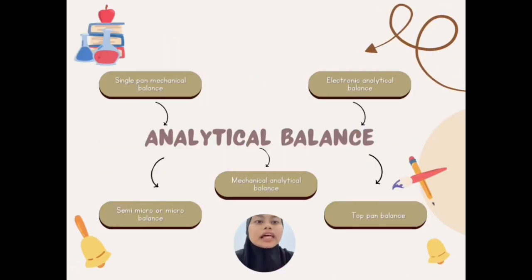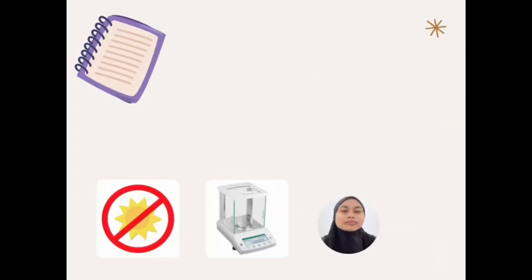Next, I would like to explain about the analytical balance. There are 5 types of analytical balance. The first one is single mathematical balance, electronic analytical balance, top pan balance, mechanical analytical balance, and the last one is the second type of analytical balance.